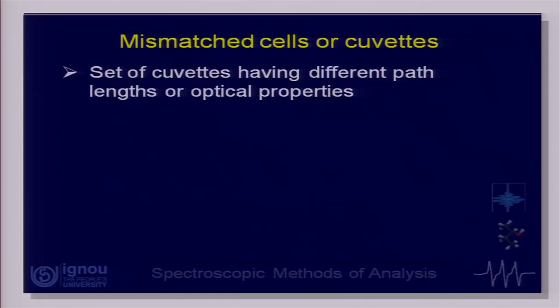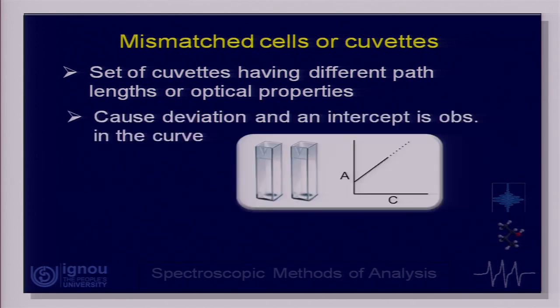Okay. Let us go further and talk about another way we conduct our experiment, that is called mismatched cells or cuvettes. This is one of the operative parts here. Typically what we do is we use a set of cuvettes. And nowadays we have quartz cuvettes available which are matched.